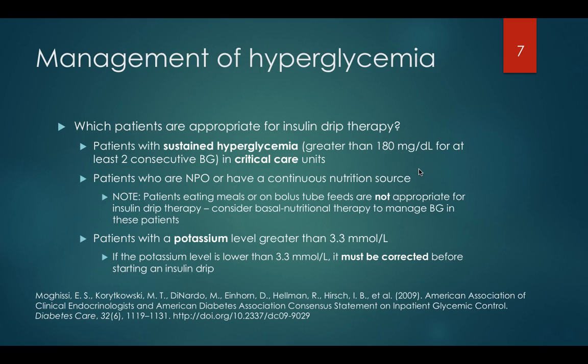All right, and then lastly, which patient is appropriate for insulin drip therapy? Patients with a potassium level greater than 3.3. The reason is insulin is going to pull potassium into cells, putting the patient at risk for cardiac arrhythmias and various other adverse outcomes. If the potassium level is lower than 3.3, it must be corrected before we start an insulin drip. So if you have a patient, make sure you check the level to ensure that it's greater than 3.3. If it's not, then we need to make a phone call to the physician to make sure they know about that, and we correct that before starting. A lot of times, we'll also have to run potassium continuously while the patient's on the drip just to maintain it.